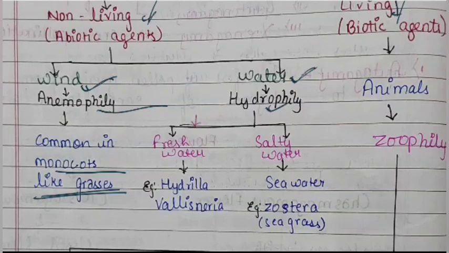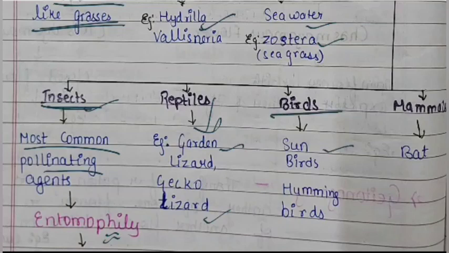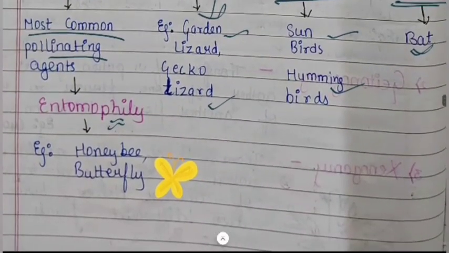Coming to biotic agents, pollination is mostly done by animals in different ways. One of them is insects, which are the most common pollinating agents, such as bees and butterflies. Other creatures such as reptiles, for example garden lizards, are also pollinating agents. In the case of birds, sunbirds and hummingbirds are pollinating agents, and in the case of mammals, bats also act as pollinating agents.